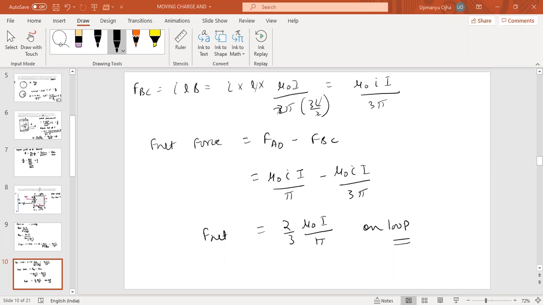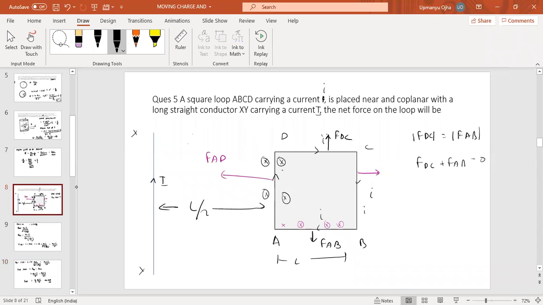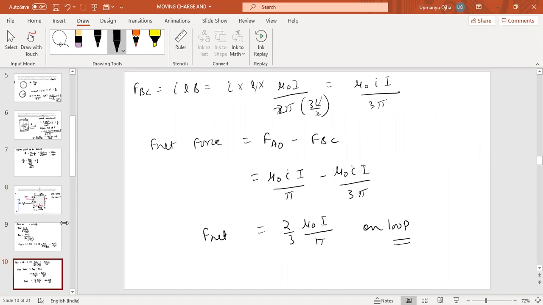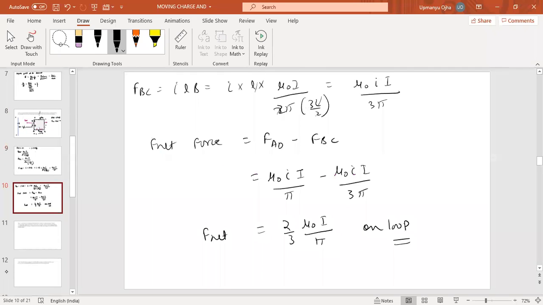Okay, if you look at this, these two forces will be cancelled out. FDC and FAB will cancel out. FAD will be on the left side and FBC will be on the right side. Then we have to find the magnetic field at AD and at BC, and then we can use the formula of force, which is I L B. So that force we can easily find from this method. Fine. Did you understand this?